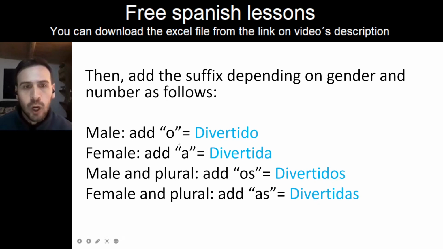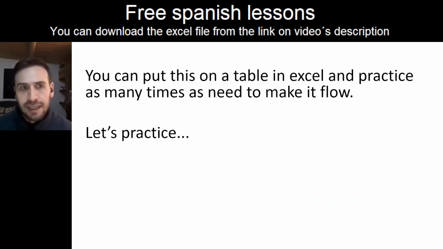For male, add O, and you have divertido. For female, add A, and you have divertida. Male and plural, add OS, divertidos. Female and plural, add AS, divertidas. You can put this on a table in Excel and practice as many times as you need to make it flow.